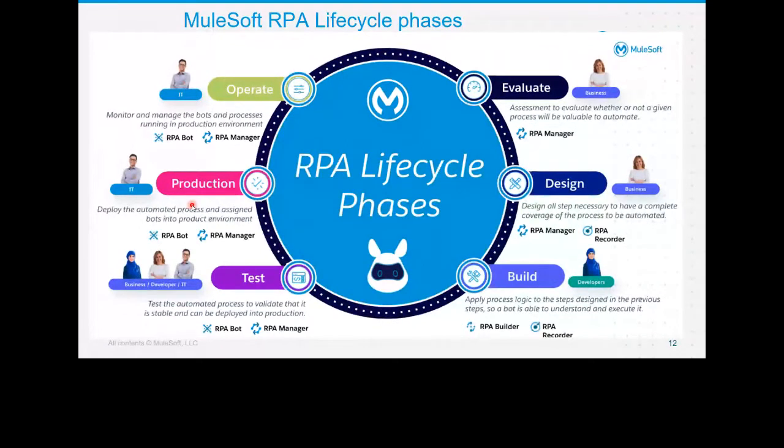Once your deployment is done, the next thing is definitely you're going to monitor it, to see how it has moved, or whether there are errors and all of that. So then you have the operate phase, where your IT or operations team will have a task to manage this operation. So these are the steps involved in the RPA life cycle.